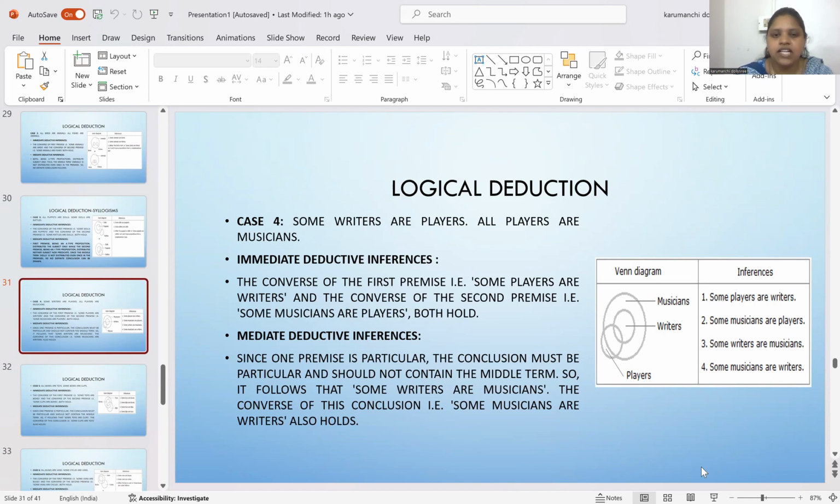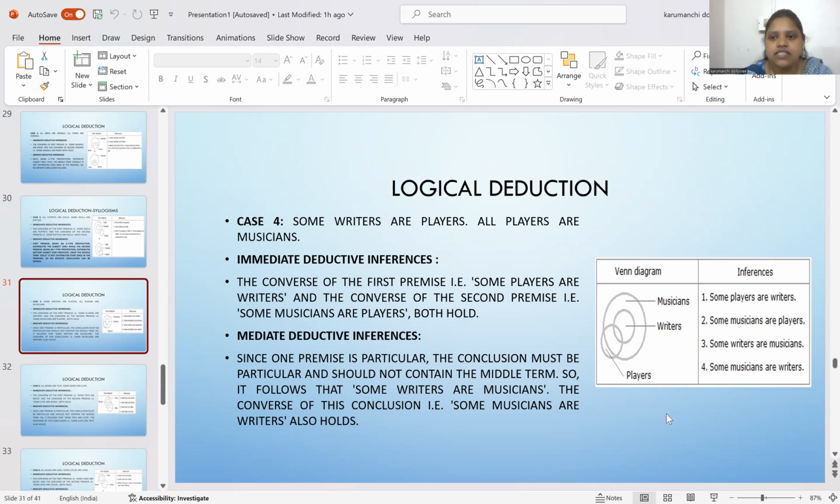So here the immediate deductive inference is, the converse of the first premise is some players are writers, and the converse of the second statement, all players are musicians, is some musicians are players. And for the mediate deductive inference, one premise is particular, so the conclusion must be particular and should not contain the middle term. So it follows that some writers are musicians. The converse of the conclusion is some musicians are writers.